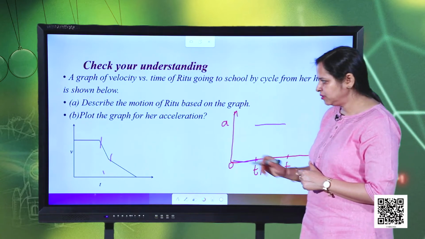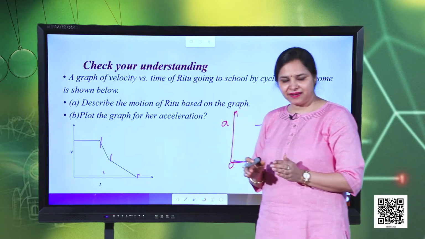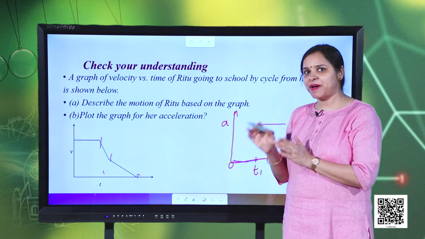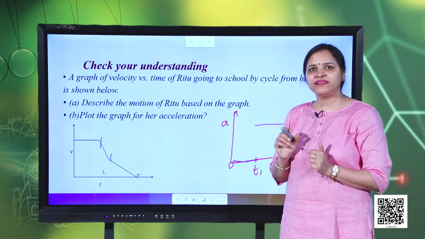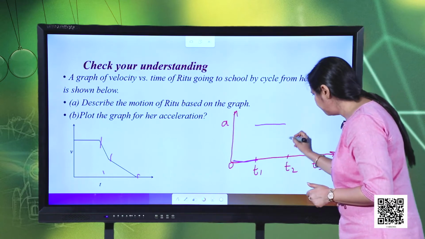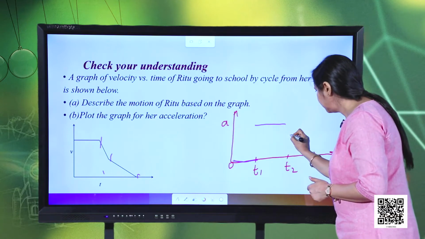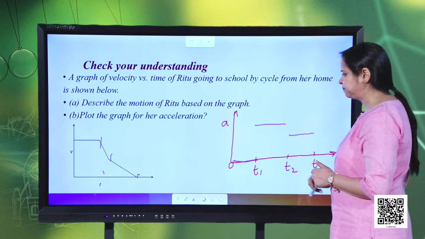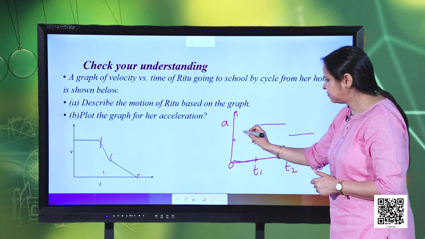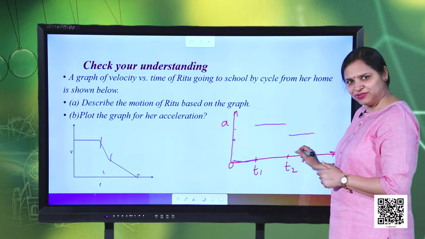Now, let us talk about the final time interval from t2 to t3. Again, it is a constant acceleration, so the graph needs to be parallel to the time axis. But what is the difference between t1 to t2 and t2 to t3? We do not have the exact values, so we just compare that it has to be lesser. The value of the acceleration has to be lesser. We can drop the perpendicular over here. So, this is comparatively the lesser value of the acceleration between t2 and t3.